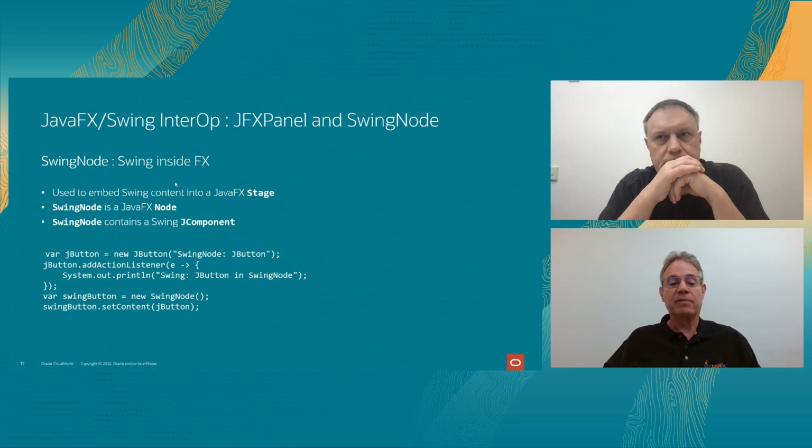If you have a top-level FX window, which is a JavaFX stage, you can also embed and display Swing content inside of that. We do that with Swing node, which is a JavaFX node, meaning it goes anywhere in the scene graph that any JavaFX node can go, and it contains a Swing J component. So the way you use it is you create your Swing node, and you can embed in that something as simple as a J button or a J label, or you can put a J panel in there and put any number of Swing objects inside that.